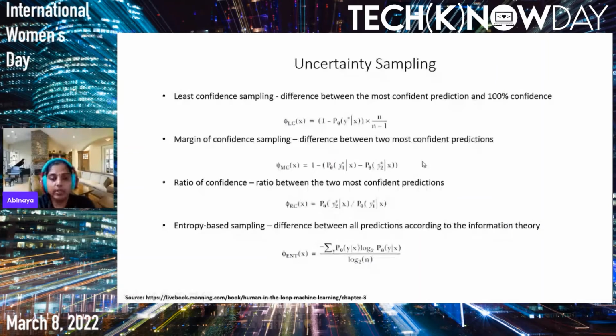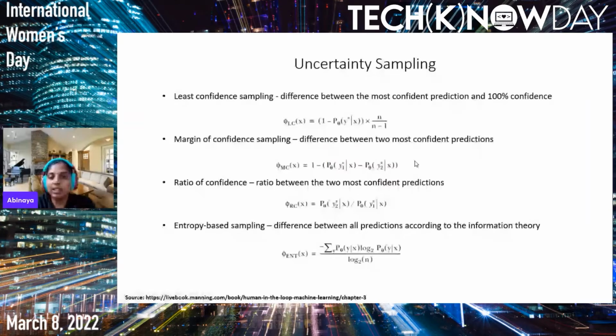Say y1 is the most confident prediction and y2 is the second most confident prediction. You find the difference between the two and you normalize it by subtracting from 1. So even here the value will range from 0 to 1. If the data point is close to 1, you sample it, otherwise you don't sample it.